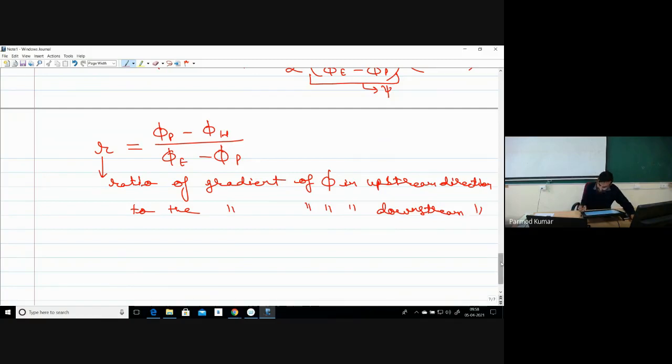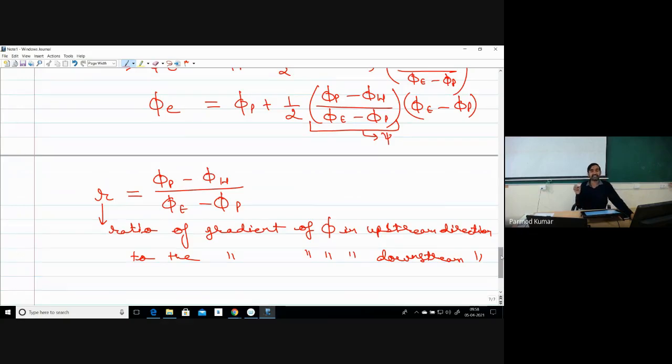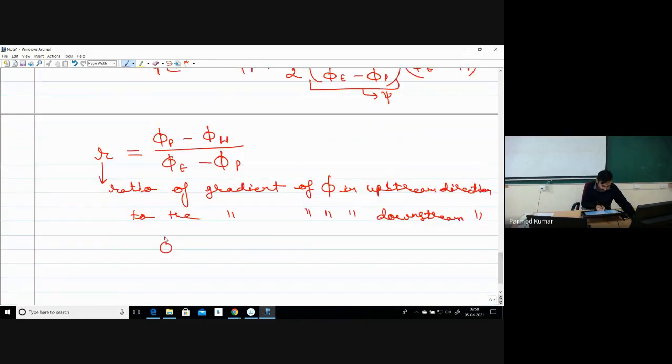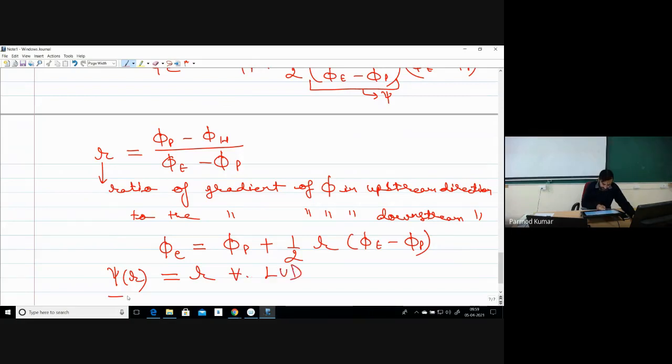So from here, earlier I was simply writing psi as a function. This function has now become a function of some ratio of gradients, which I call r. So for the linear upwind differencing scheme, phi E is equal to phi P plus 1 by 2 into r times phi E minus phi P. Now in general, this psi, which is the functional form I have considered, is nothing but a function of r, and this psi of r is equal to r for the linear upwind differencing scheme. Is this point clear?